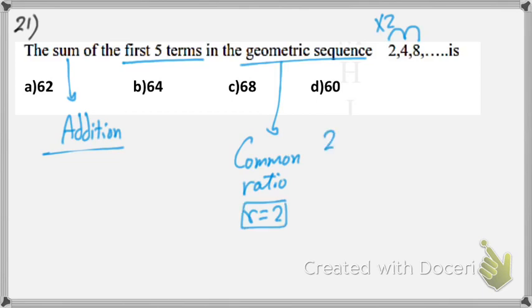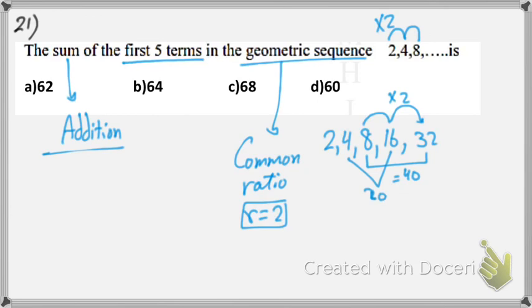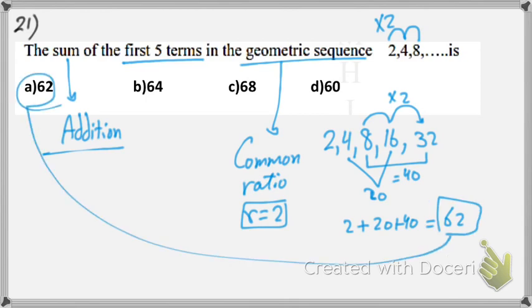It's easier here not to use the rule of the geometric sequences sum, but it's better to find the first 5 terms. 2, 4, 8. The next term, 8 multiplied by 2, which is 16. And then 16 multiplied by 2, which is 32. How can I add these 5 terms faster? By combining the numbers that give me zeros. 32 and 8 is 40. 16 and 4 is 20. So 2 plus 20 plus 40 is equal to 62. So the answer is A.